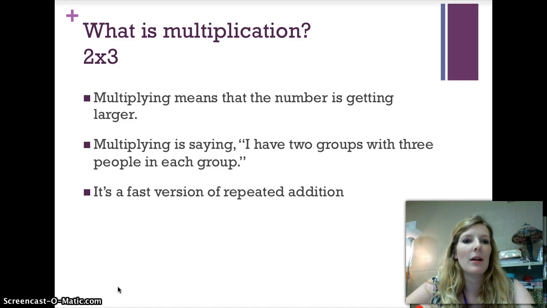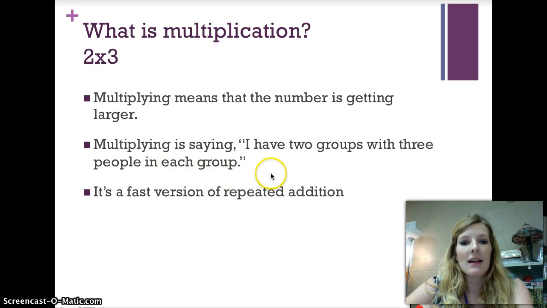Let's start out by reviewing what is multiplication. I gave a sample problem, 2 times 3. Easy. Multiplying means that the number is getting larger. That's just like addition, it's getting larger, not like division where we're getting smaller. So that's important to know. If I were taking notes, I would write multiplying means it's getting larger.